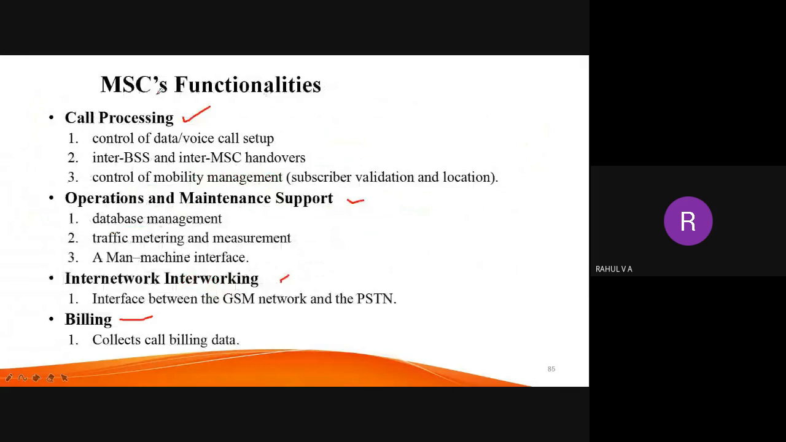Then what are the functionalities of the MSC? Call processing. In between, you can skip the sub points. If you are explaining for 10 marks and they ask for the complete GSM architecture, you have a lot of points that you can explain: you can draw the diagram of the mobile station, then explain NSS, OSS, everything. So you need to study only the main points. Call processing means it controls data and voice call setup. There are a lot of sub points like that. Just go through the main points: call processing, operations and maintenance support, interworking, billing. All these are the MSC's functions.